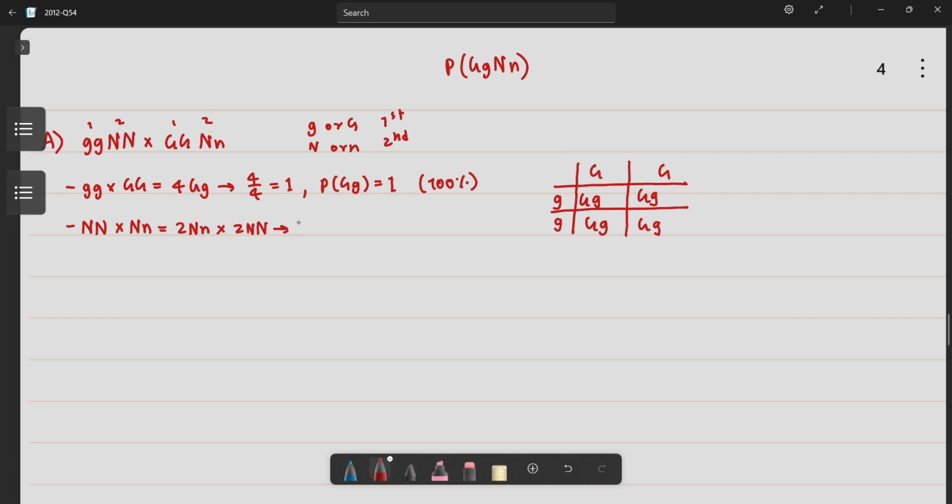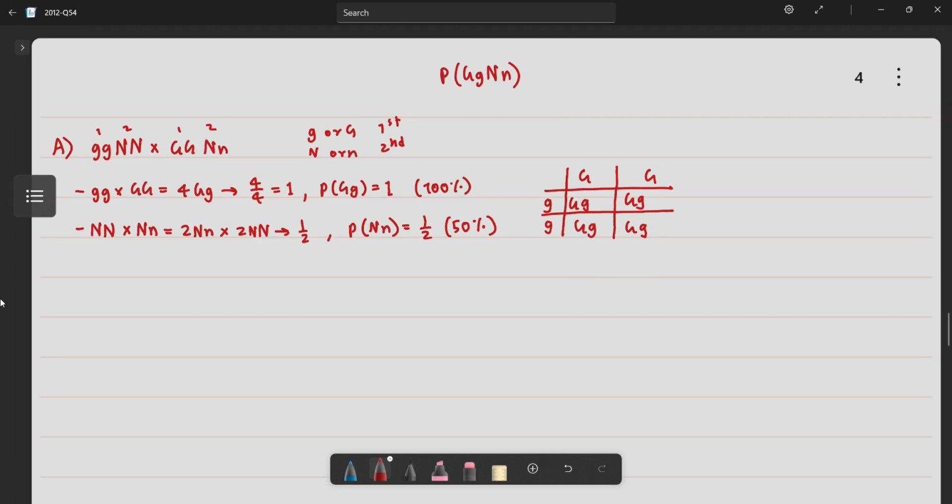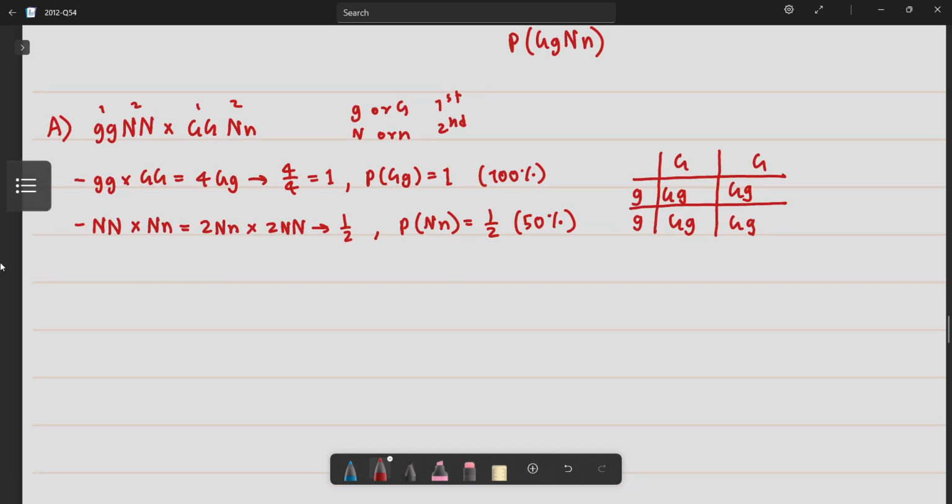Since the question is about the heterozygous dominant, this means there's a half chance. Why is that? Because I have only two heterozygous out of four, so 2 divided by 4 simplifies to half. So the probability of having this heterozygote gene is half. It's only a 50% chance.